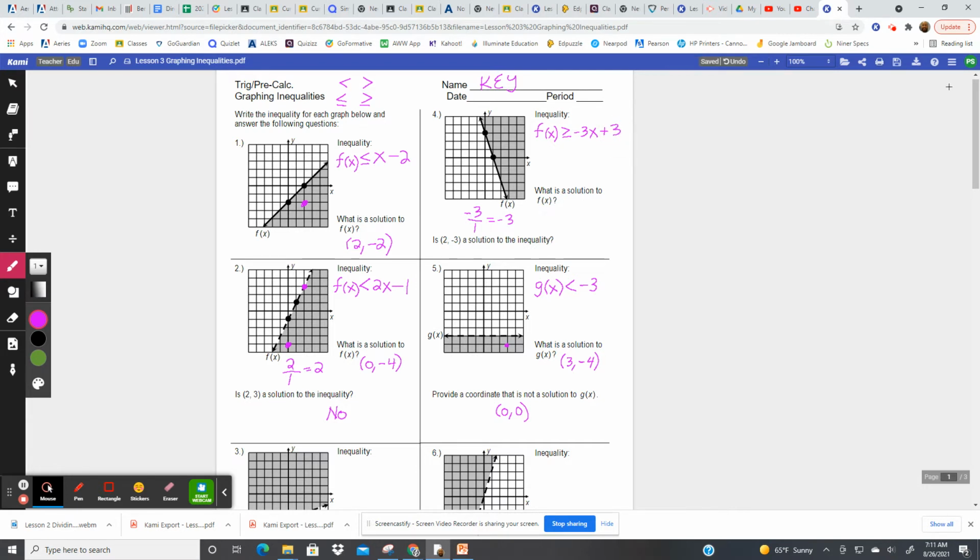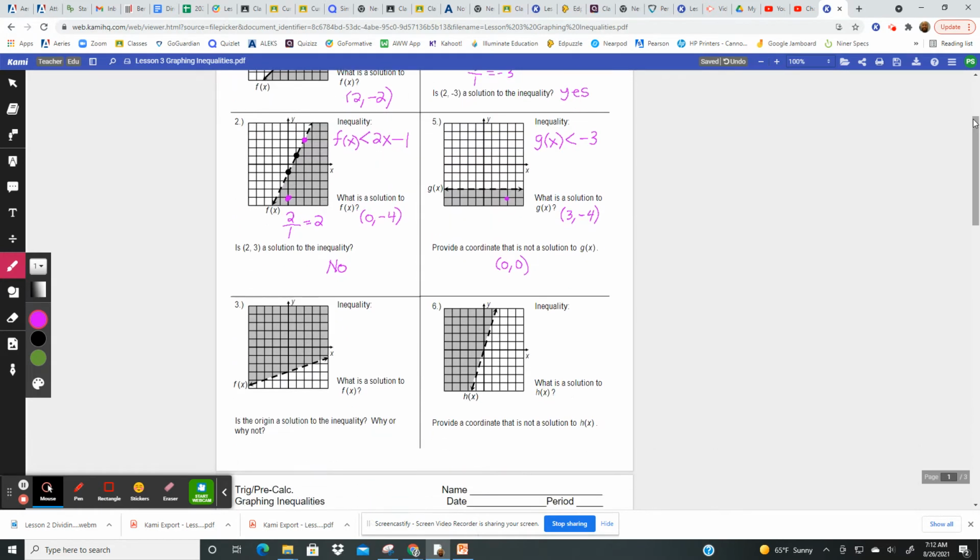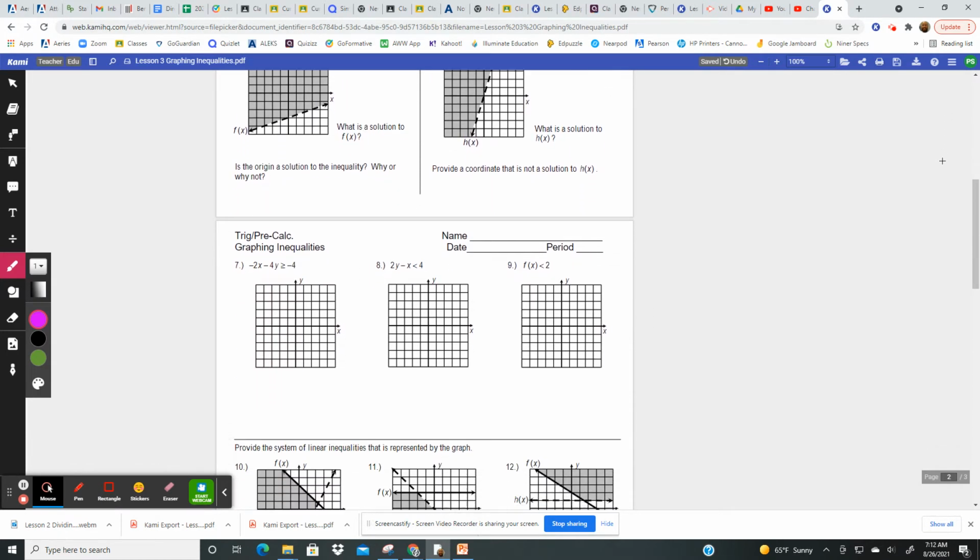What is the solution? Again, anything here or even on the line. So I'm just going to choose this one right there, 1, 0. I'm going to say 1, 0 is a solution. And then is 2, negative 3 a solution? So 1, 2, 1, 2, 3. That's on the line. And since it's a solid line, yes, it is. If it was a dashed line, I would say no. Solid line, yes, sirree, Bob. Okay, so you guys have 2 to do on your own right there.